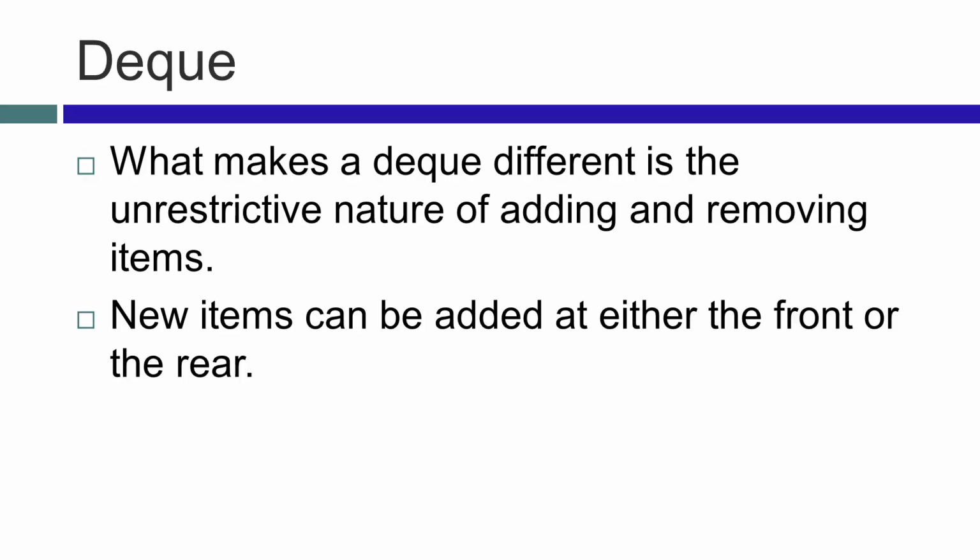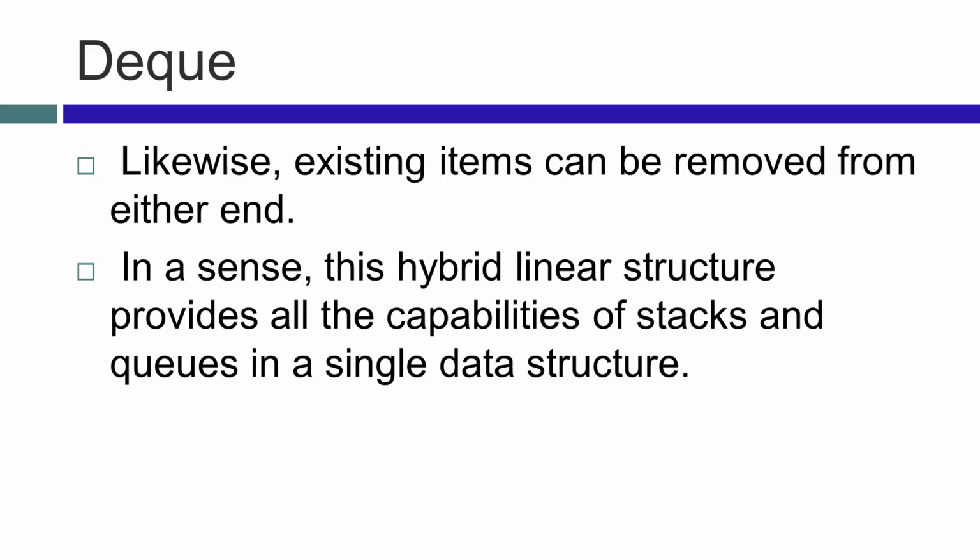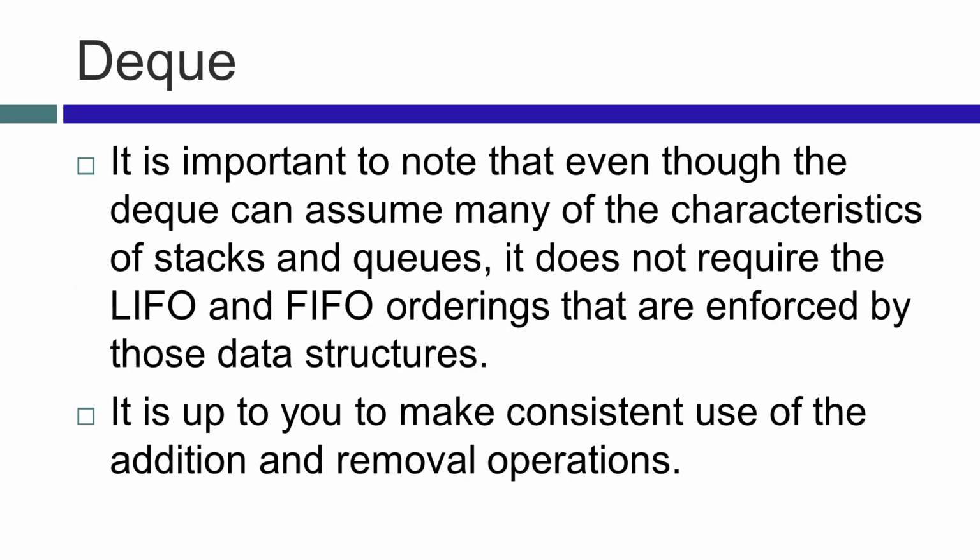We can add items either to the front or the rear of the deque. Likewise, existing items can be removed from either end. So in a sense, this hybrid linear structure provides all the capabilities of stacks and queues in a single data structure. It's important to note that even though the deque can assume many of the characteristics of stacks and queues, it does not require the last in first out and first in first out orderings that are enforced by those data structures. So it's completely up to you to make consistent use of the addition and removal operations.